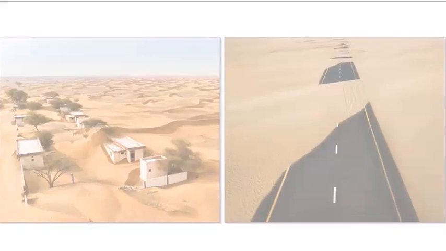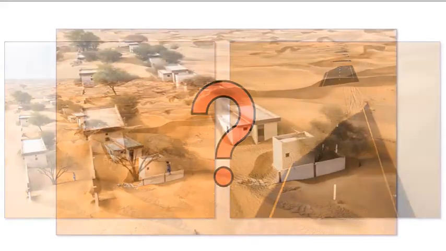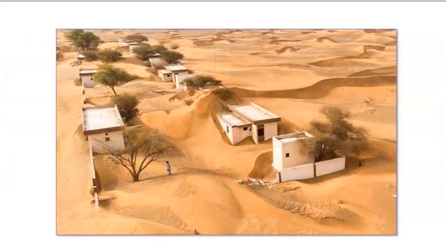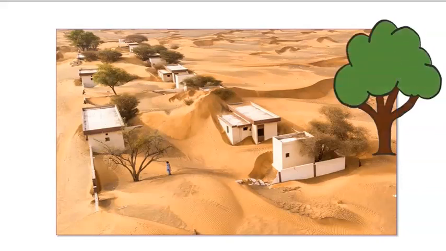Let's look at these two pictures again. Do you think the systems we observed could prevent these problems? Let's look at them one at a time. Do you think plants could help reduce the problem of sand covering the houses in this picture? Yes, I think so. Putting more plants around the houses might have stopped the sand from blowing on them and burying them.